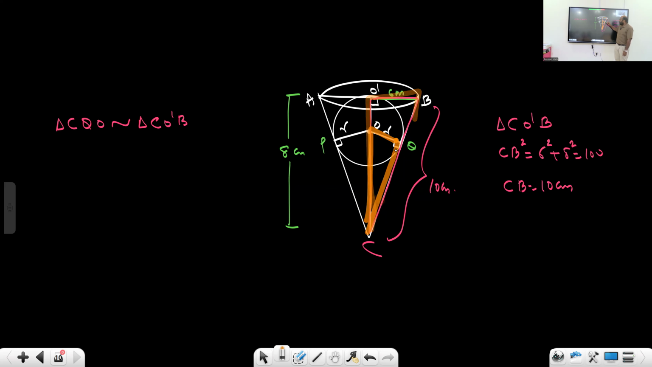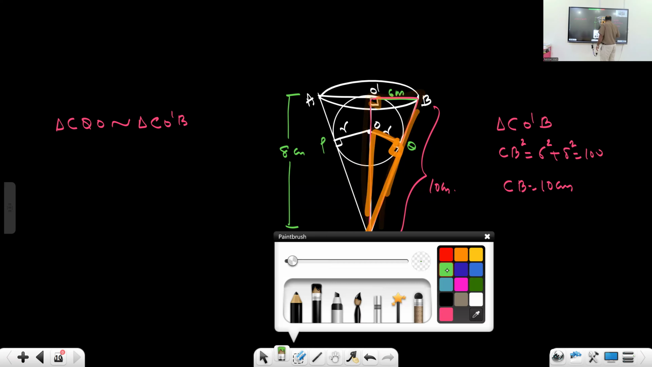And what about this angle? 90. Why? This is the radius and tangent. This is 90. What about this? 90. That's why I took which similarity? AA similarity. You don't need to show that one, just to try to understand. This triangle is similar to this triangle. Okay, right on.